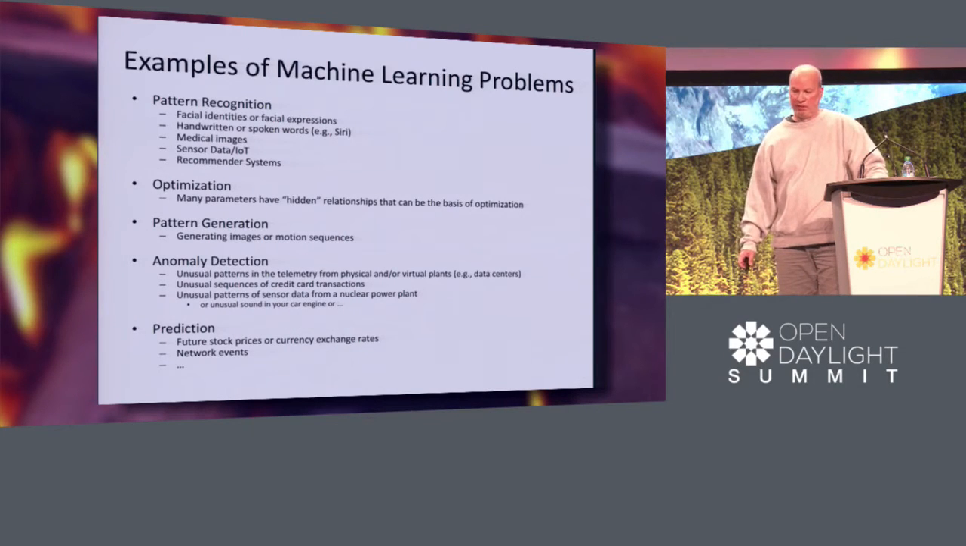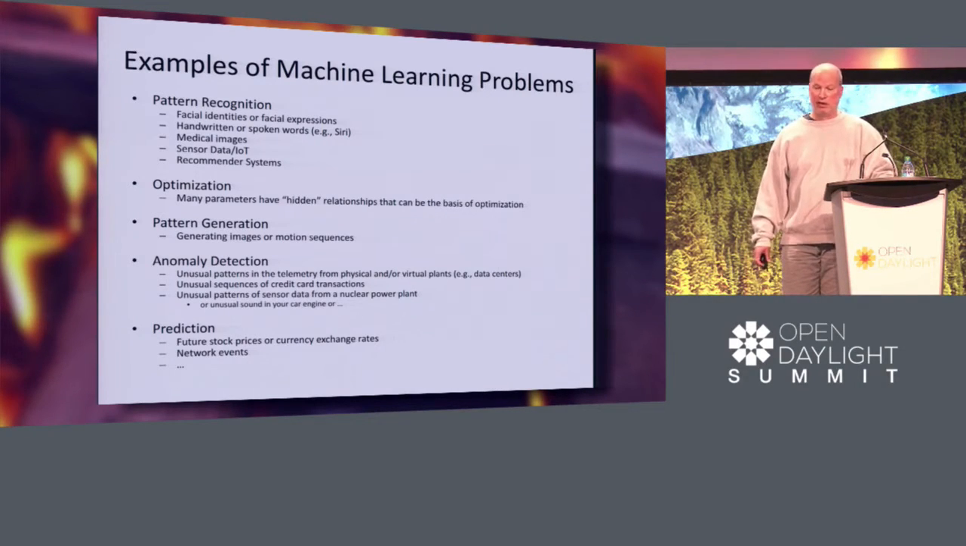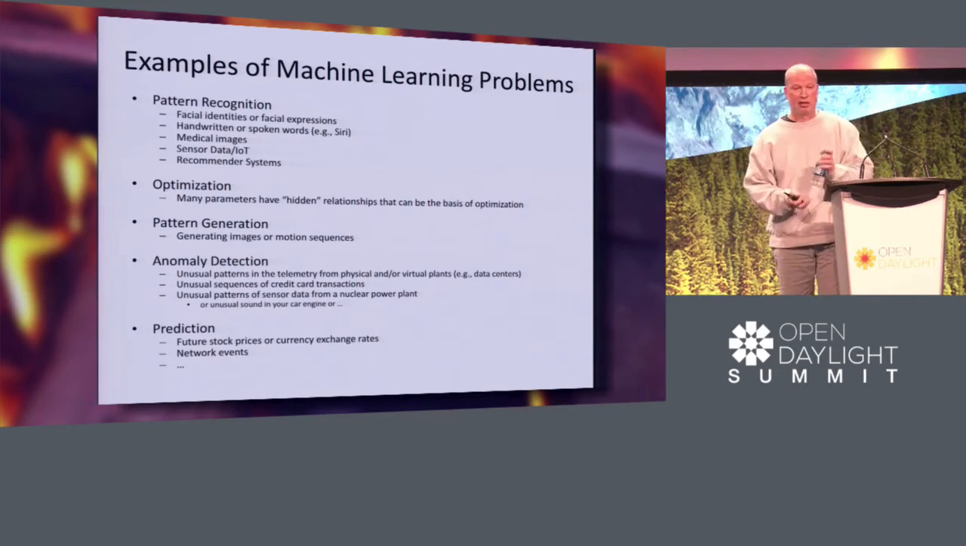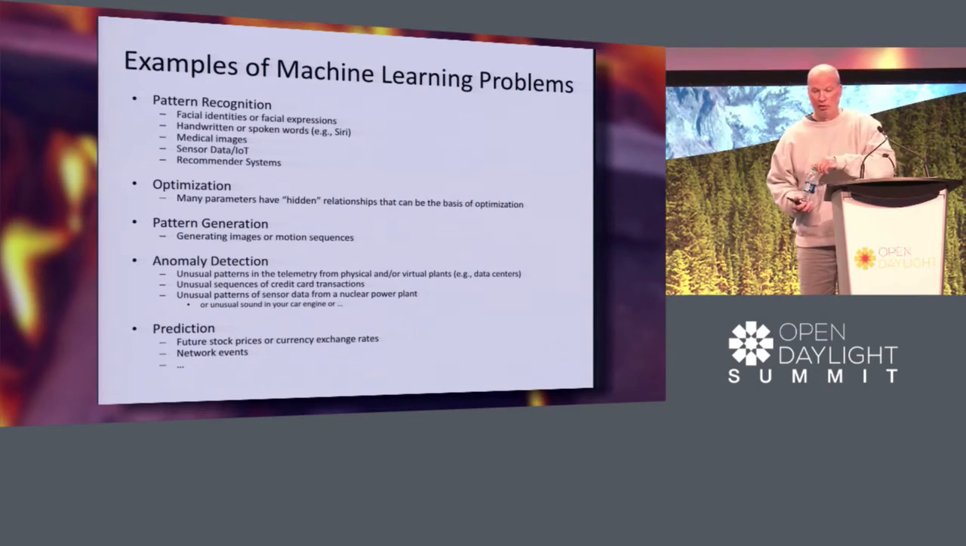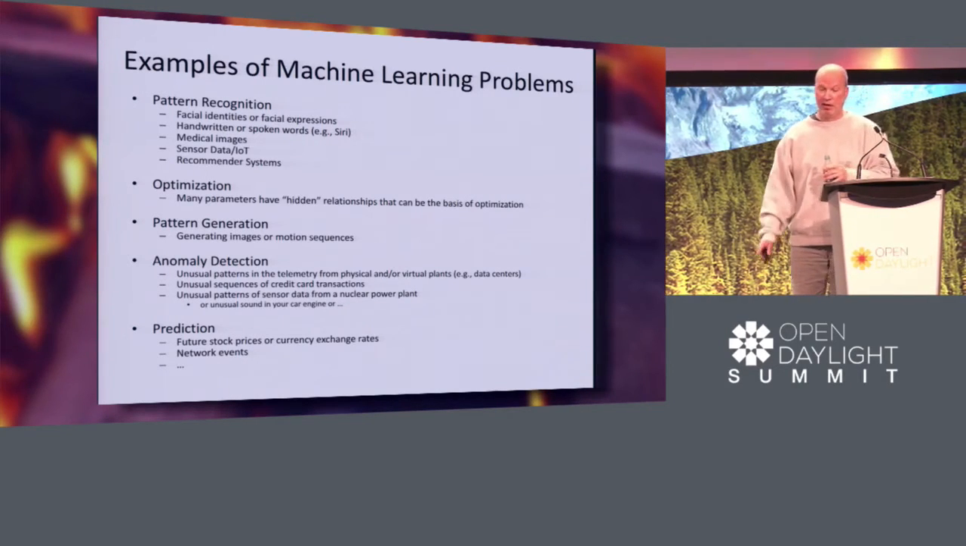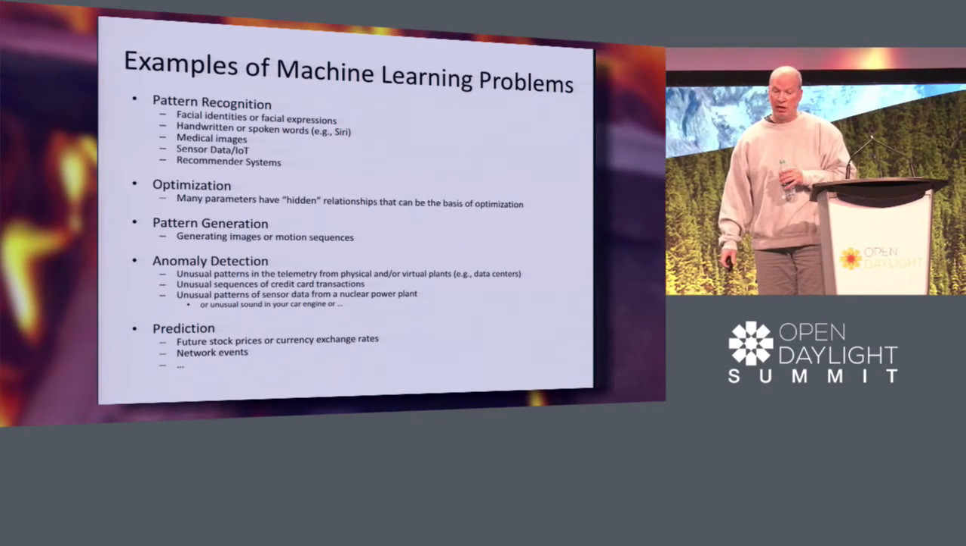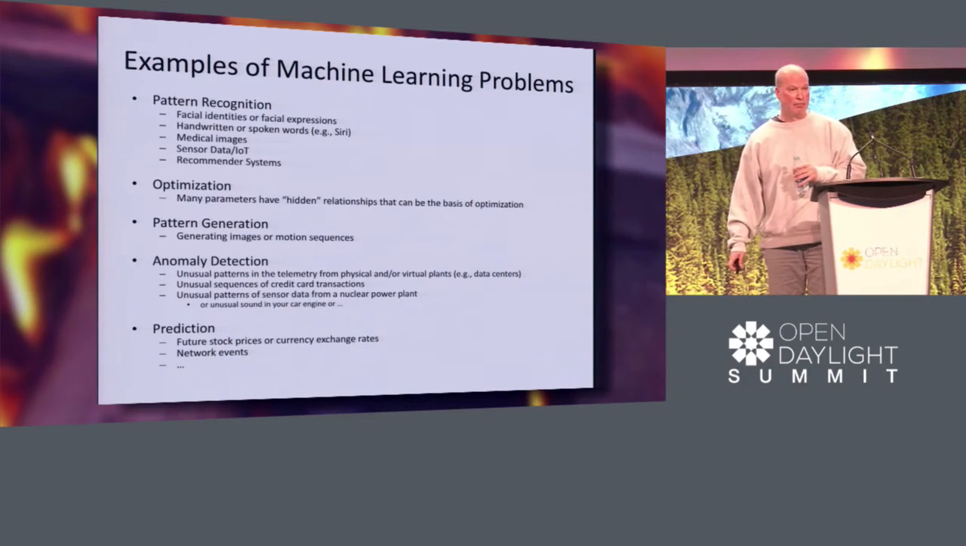What kind of problems would we do? Well, we want to do pattern recognition, and we might want to do faces, handwritten digits, medical images, sensor, IoT data. We might want to build recommender systems where we learn what is going on in the data and then try to recommend to the operator perhaps what would be good ways to optimize the network or mitigate things like anomalies. We want to optimize, this is big in orchestration right now, the behavior of the VNFs, right?